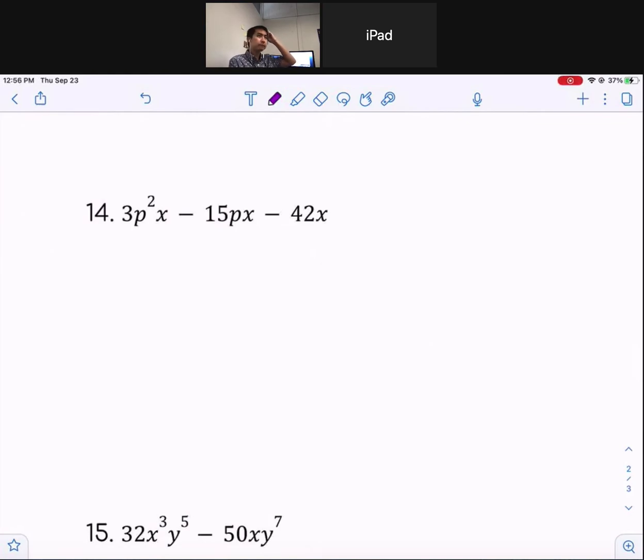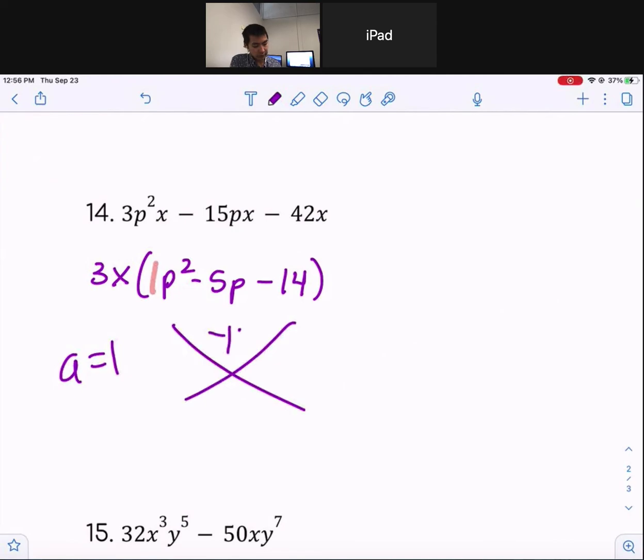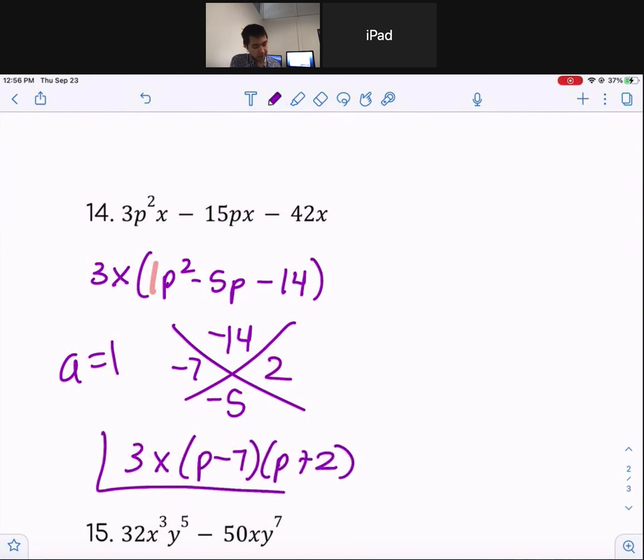14. You guys can factor out a 3 from all and an x. They all have an x term. So you guys get p squared minus 5p minus 14. 3 terms. Is this a equals 1, greater than 1, or u substitution? It's an a equals 1 case. So it's just an x method, negative 7 and 2. So 3x times p minus 7, p plus 2.